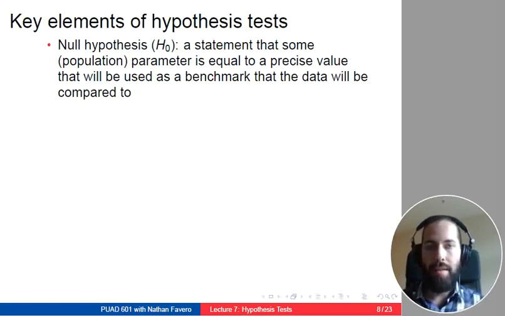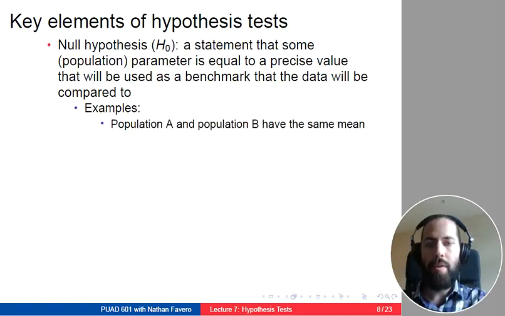The null hypothesis is a statement about the population, usually about a population parameter, saying that it's equal to a precise value that will be used as a benchmark that the data will be compared to. Again, in our last video, we talked about the example of using 0 as a benchmark for the difference between how children scored on the 2 types of conditions. So often 0 will be a benchmark that we use for this, but the benchmark could be anything, just some baseline that we want to compare things to.